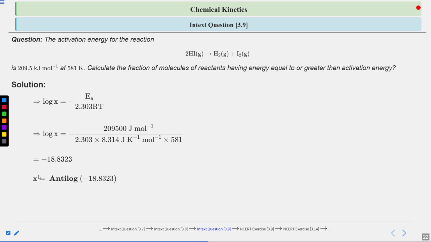For the X value, that is the fraction of the molecules of the reactants which you want to find, you take the anti-log of minus 18.8323. You can go to the log or anti-log table to find it. Or you can say log base 10 of X is equal to this much, then X will be 10 to the power minus 18.8323, which is called the anti-log of minus 18.8323. So X will be equal to 1.471 multiplied by 10 to the power minus 19.